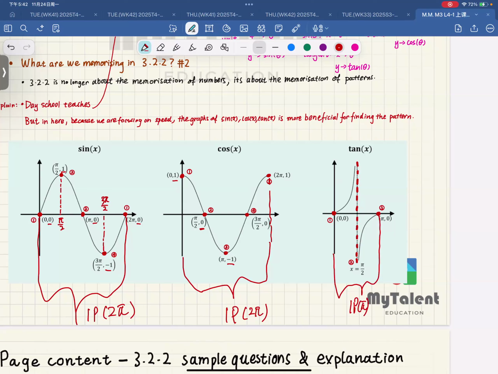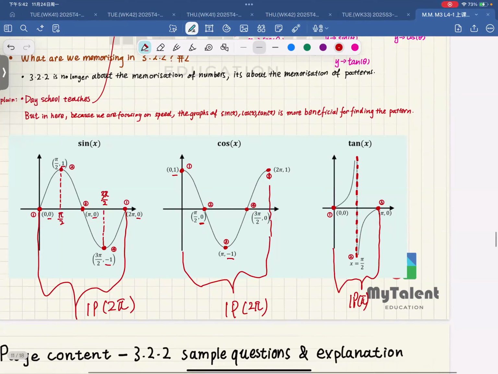Does it make sense? Are you good? So next time, when I ask you what cosine pi on 2 is equal to, you just need to think about the graph and tell me it is equal to 0. Does it make sense? Sean? Yeah. Ethan? Noah? Okay.